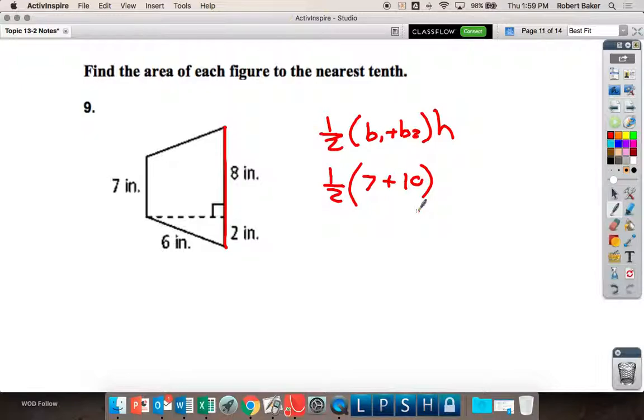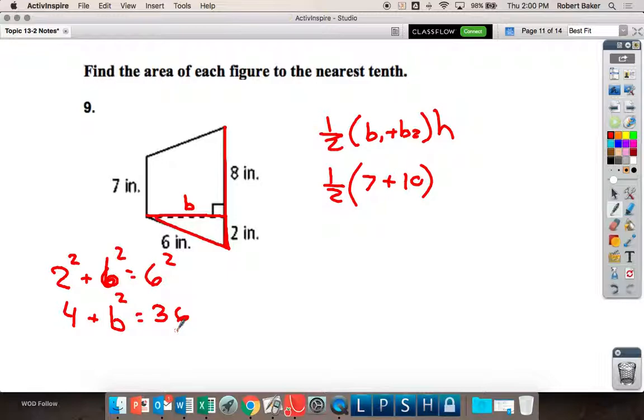So in this scenario, you have to look at this little bitty right triangle right here. Just add those 2 things and then get your side. And you have to do a squared plus b squared equals c squared to find b. So you have a squared plus b squared equals c squared. 4 plus b squared equals 36.